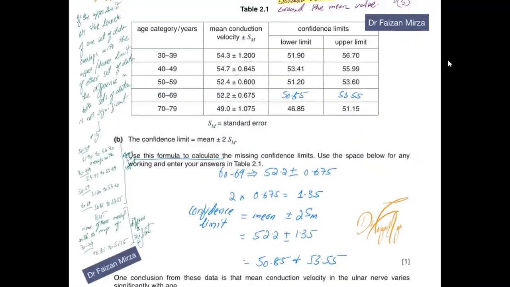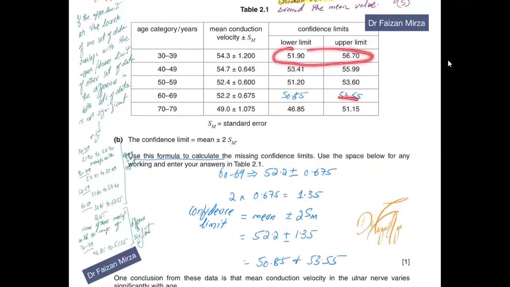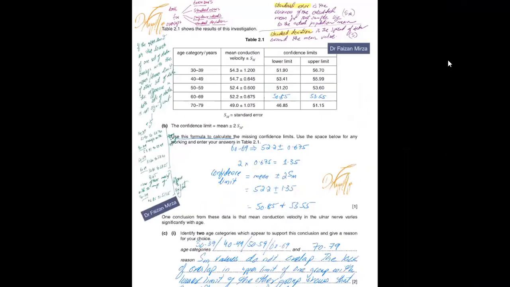Now, for example, if the nerve conduction velocities were overlapping, if the lower limit of one and the upper limit of one were overlapping, then the difference would still be there, but the difference would not have been significant.